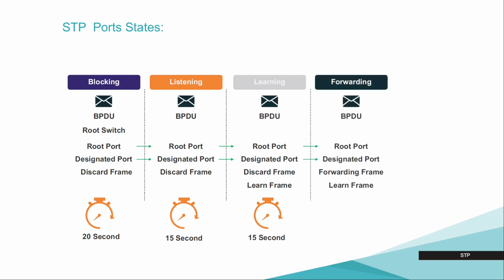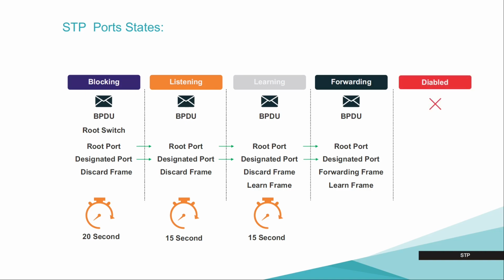And after that, we have the forwarding state. Forwarding state will keep exchanging BPDU messages. So the root port and the designated port will be in the forwarding state. This is a stable state. Our switch will start to forward the frame normally and will keep learning MAC addresses. So this is the last state. So we don't have any timer for that because the switch ports will stay in the forwarding state.